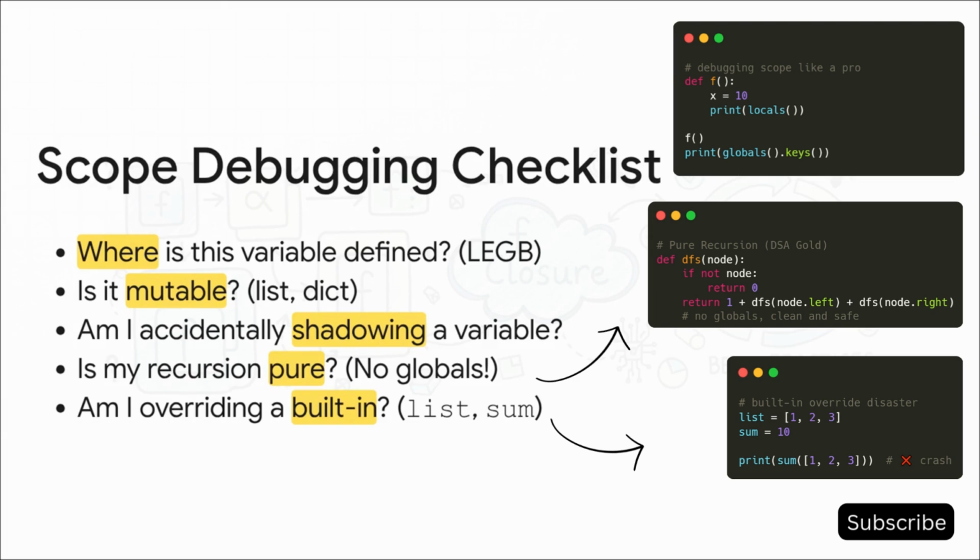Ask yourself, am I accidentally shadowing something? Am I modifying a list, which is mutable and doesn't need nonlocal, or an integer, which is immutable and does? And please, whatever you do, never, ever name your variables list or sum. You'll hide the built-in functions and cause total chaos.